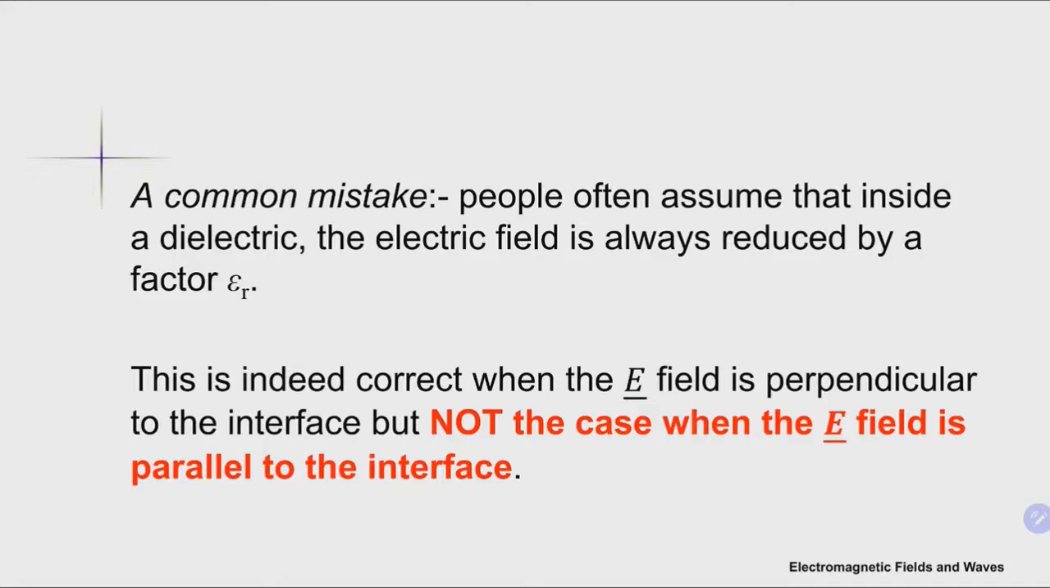Normally, people in this area will think about the electric field in the dielectric materials. They always think that the electric field will reduce by a factor epsilon r inside the dielectric materials because of the depolarization electric field. But it's not the case when the electric field is parallel to the interface. This is only true if the field is perpendicular to the interface. Only when you're in this scenario.